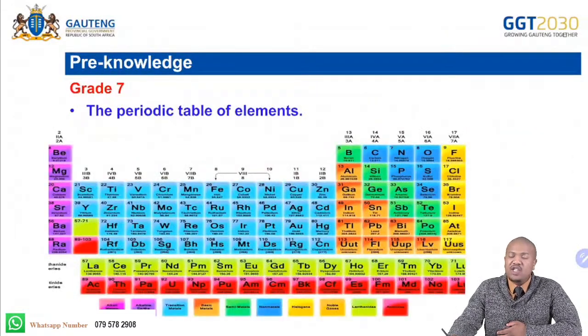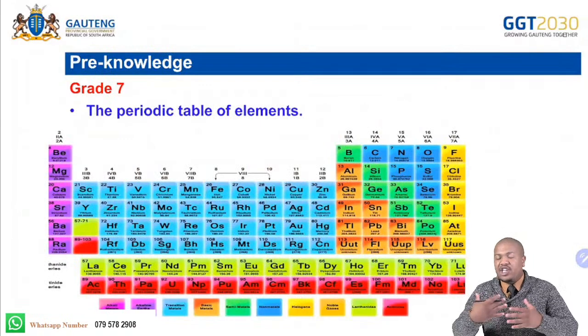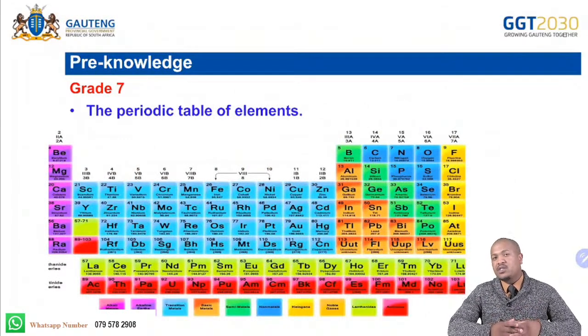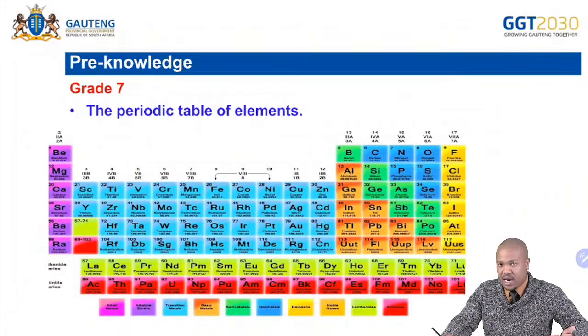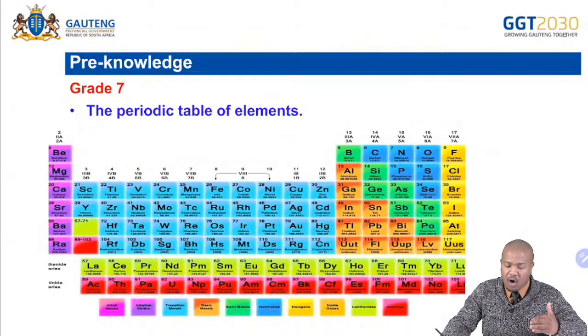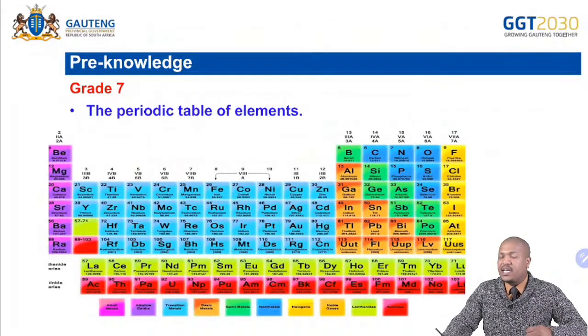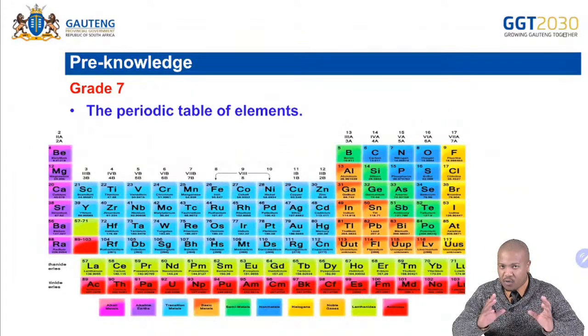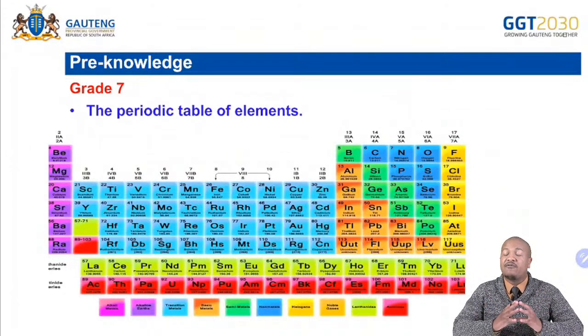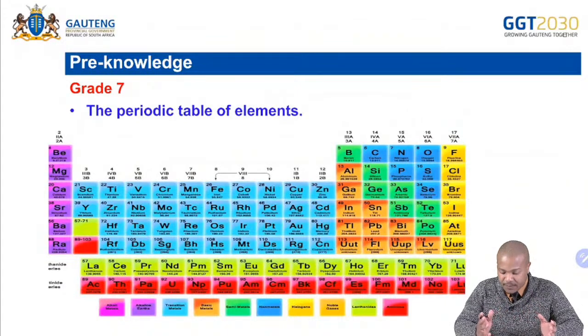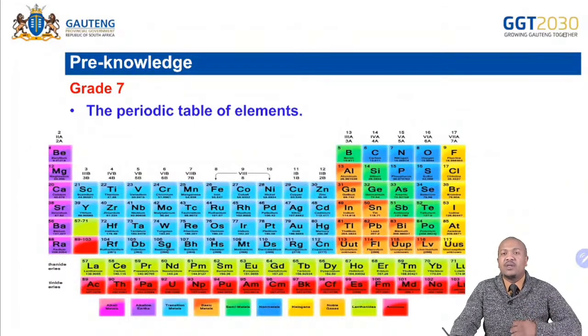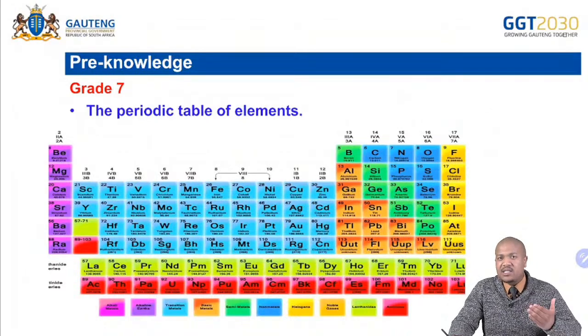Now let's look at our pre-knowledge, our foundation to today's topic, because knowledge builds upon knowledge. In grade 7, we introduced the periodic table of elements. We said that it has all the known elements that have been discovered so far, and there are about 118 in total. But that does not mean that these are the only elements existing on Earth. There's still more room for discovery as well.